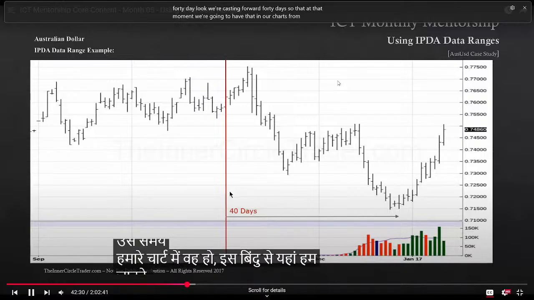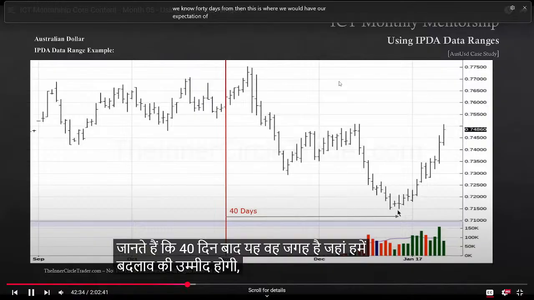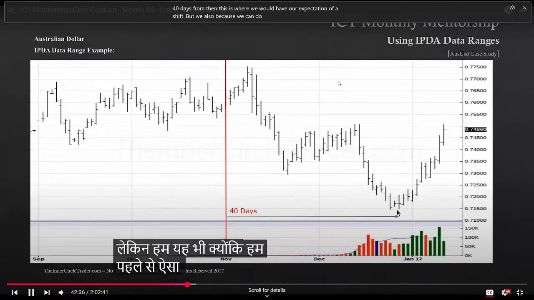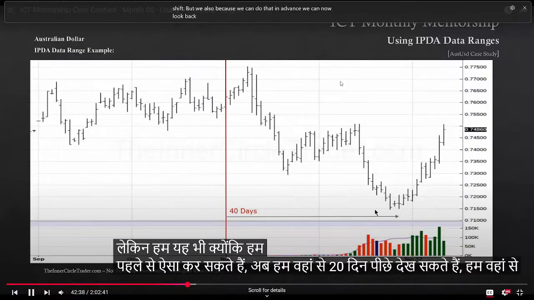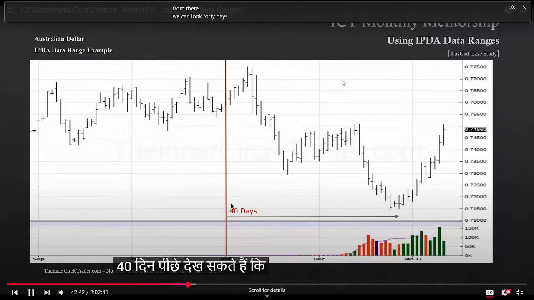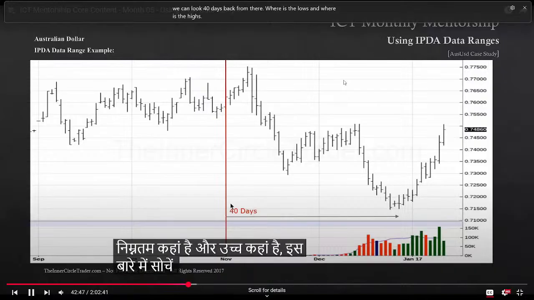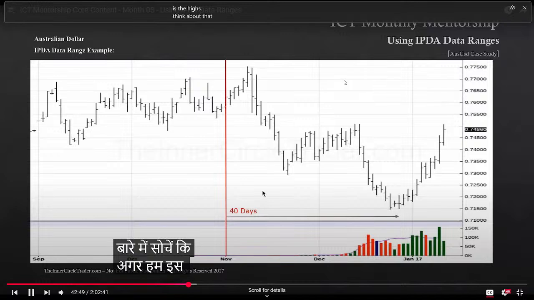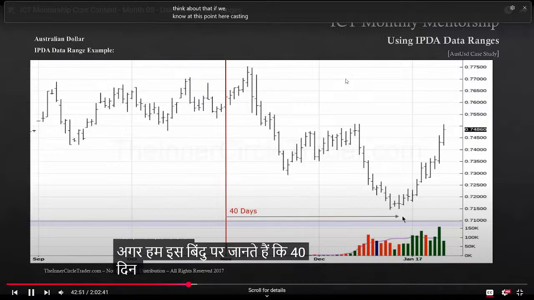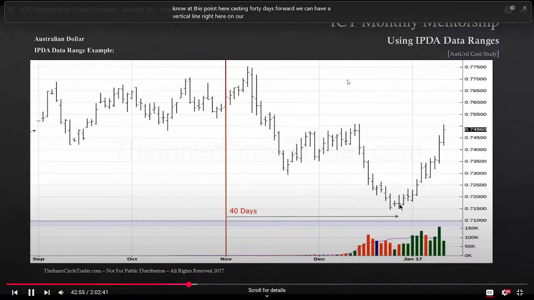From this point here, we know 40 days from then, this is where we would have our expectation of a shift. But because we can do that in advance, we can now look back 20 days from there. We can look 40 days back from there. Where are the lows and where are the highs? Think about that. If we know at this point here, casting 40 days forward, we can have a vertical line right here on our charts.